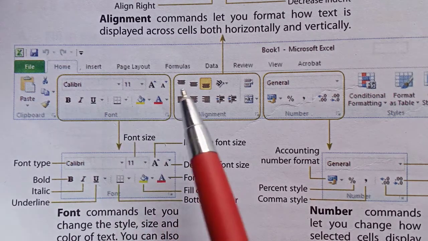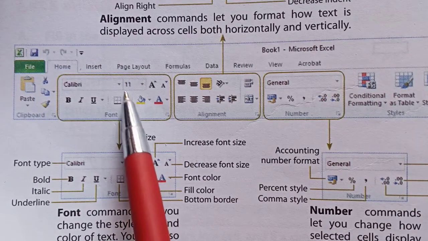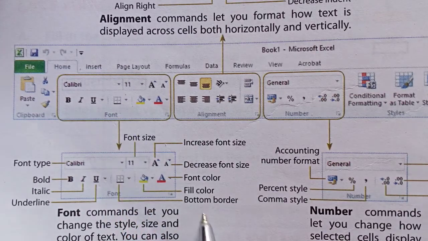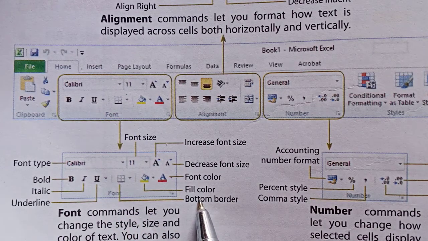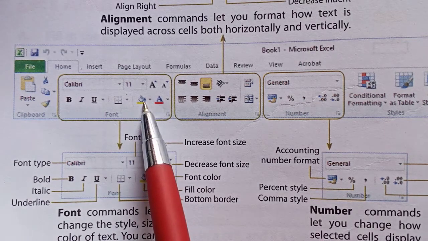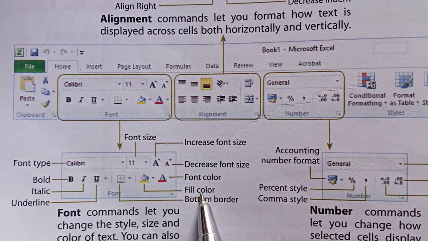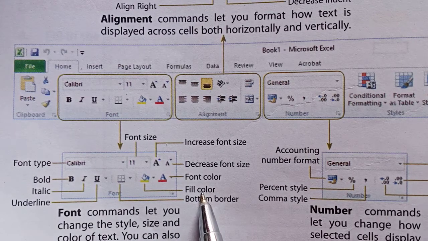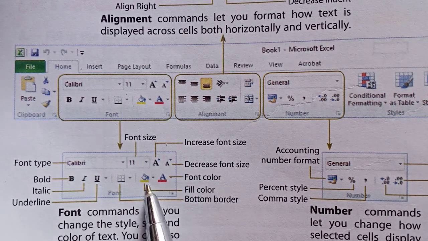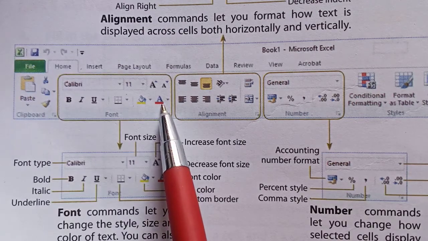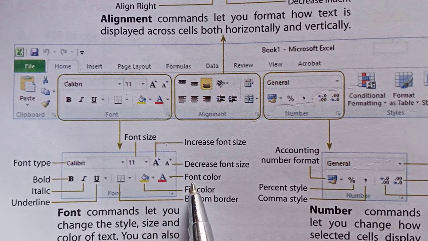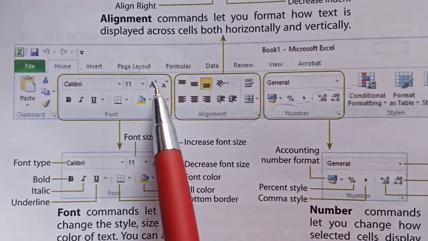Then we have the border. At present the one that is shown is the bottom border, but we can get different types of borders. Then we have this icon, which is for the fill color. If you want the cell to be filled with a color, we will make use of this fill color. Then we have this icon for the font color. If you want to write your fonts with different colors like red, green, blue, black, you can make use of this font color.